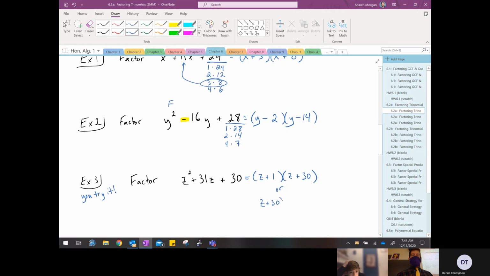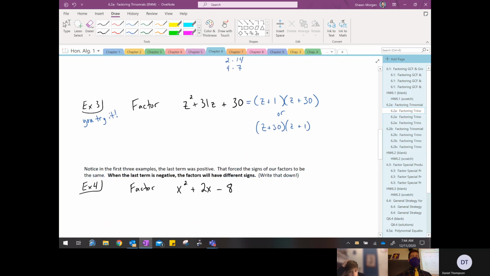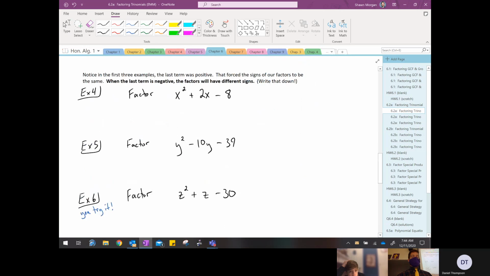Commutative property says that the order of factors in a product will not matter. So I'd take either one of these. All right. So the order of your factors does not matter in the least. Okay. Let's look at 3 more.